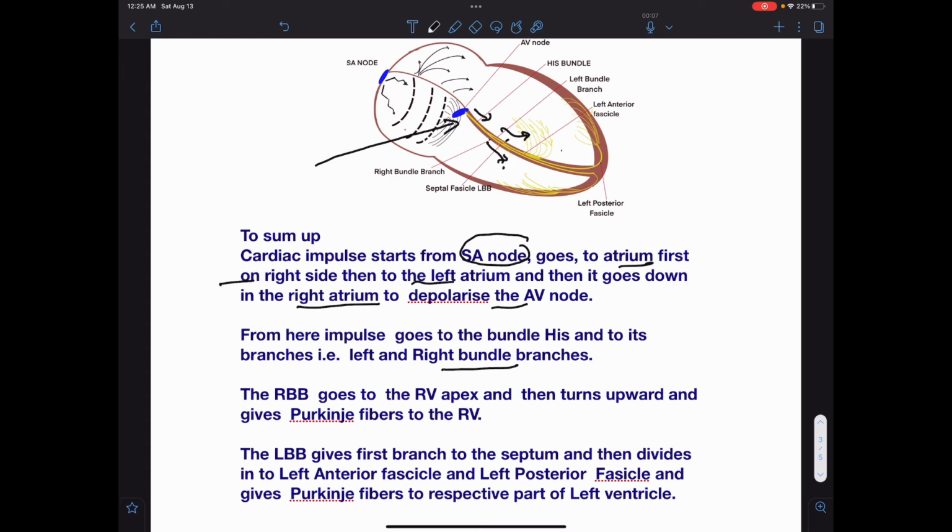The RBB, right bundle branch, goes to the RV apex and then turns upward to give Purkinje fibers to the right ventricle. The left bundle branch gives first the septal branch, and then divides into the anterior fascicle and the left posterior fascicle, which goes up the posterior part of the left ventricle and then stimulates the left ventricle.